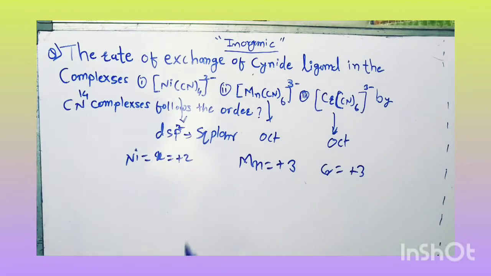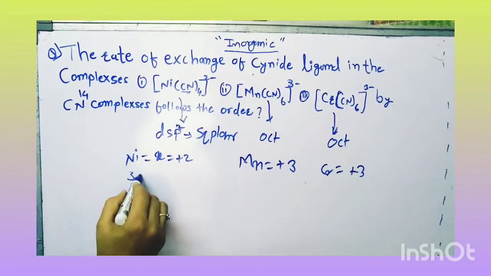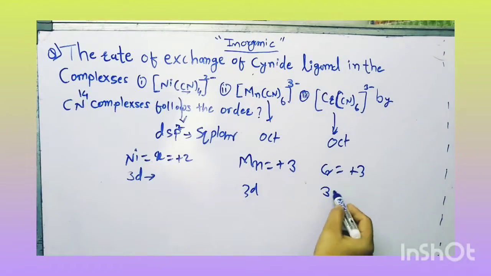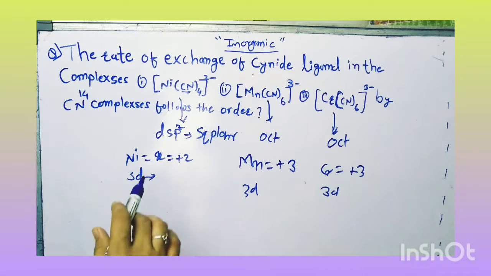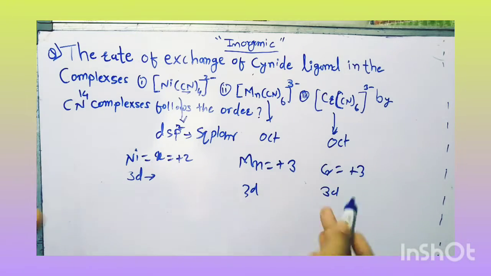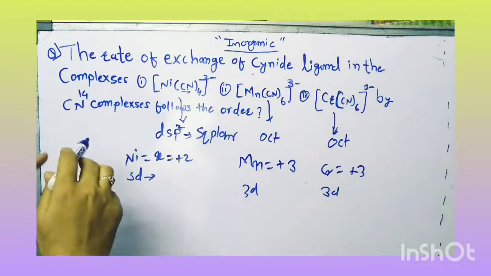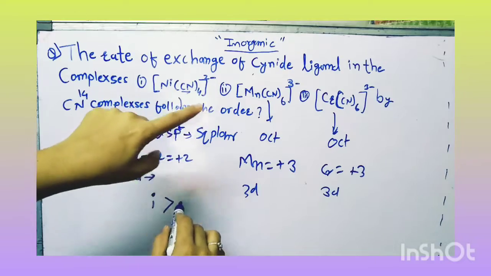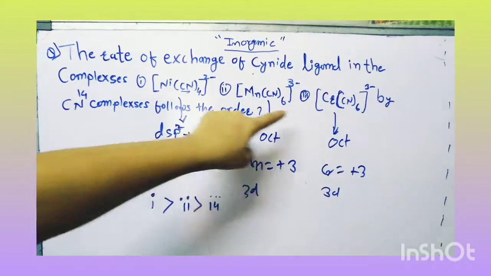Okay, now what we know is that cyanide is a strong ligand and it is present in all three complexes, so it will pair the 3d orbital strongly. In this one also the 3d orbital is completely filled, and in this also the 3d orbital will be completely filled by the strong ligand cyanide. So, with the strong ligand, the square planar, as compared to octahedral complexes, will exchange more easily with C-14. So the order of these complexes will be: first, square planar, will be greater than the second complex, that is the Mn one, and after that the chromium one, the third complex. In this way the order will be like this.